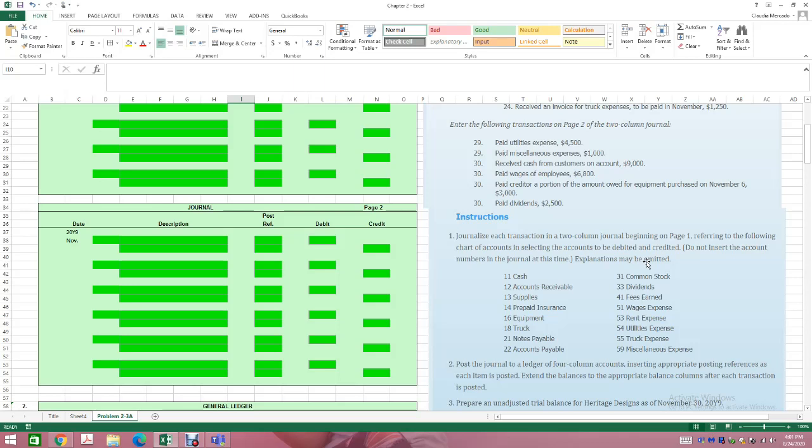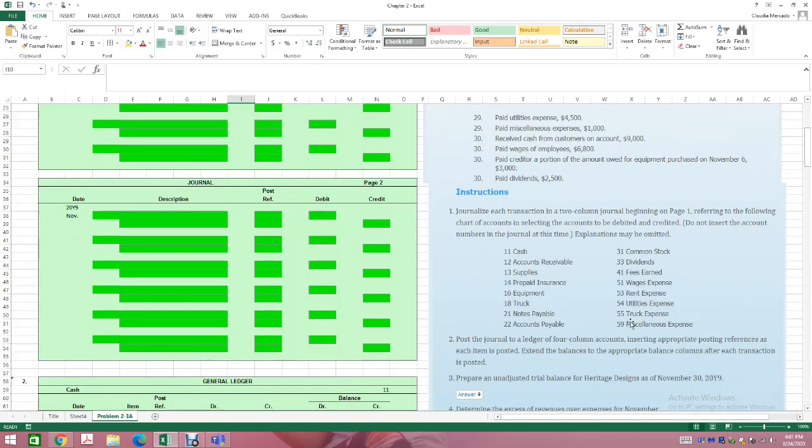Okay? I don't want to overload you with information. So the first thing that they're asking us to do is to journalize all of these transactions into page 1 and page 2 of your journal. And you only get to use these accounts provided. Okay? You can't make up accounts. The accounts have to be what they provide. Okay?